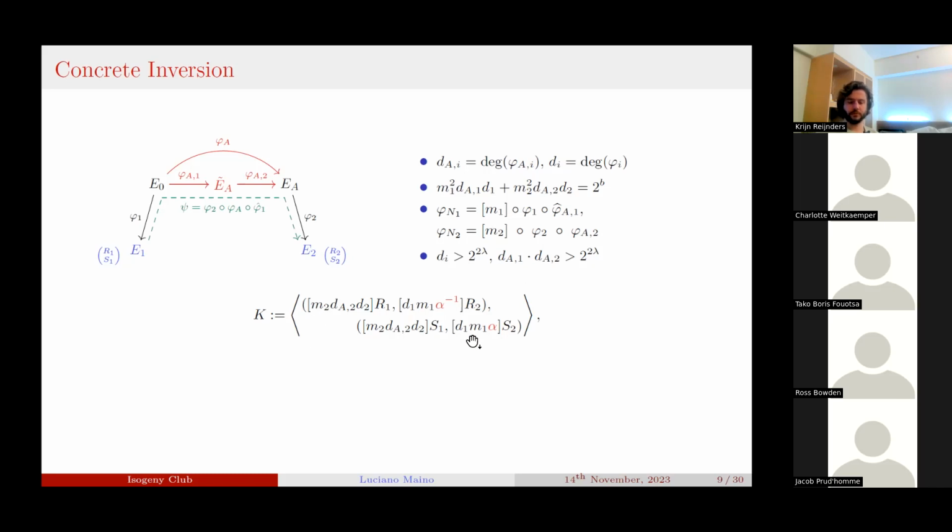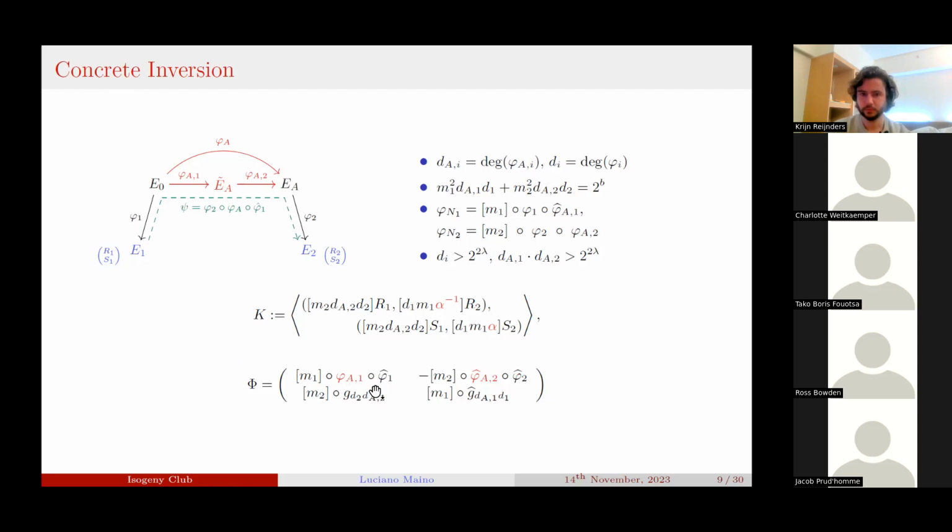The only thing that I want to point out here is that this kernel does depend on alpha, and this alpha is a secret scalar. So in order to construct this isogeny, you need access to the secret alpha. Once you have this kernel, you can compute this 2 to the b isogeny. And the cool thing about this isogeny is that on the first row, you will reveal the dual of phi 1 and phi 2.